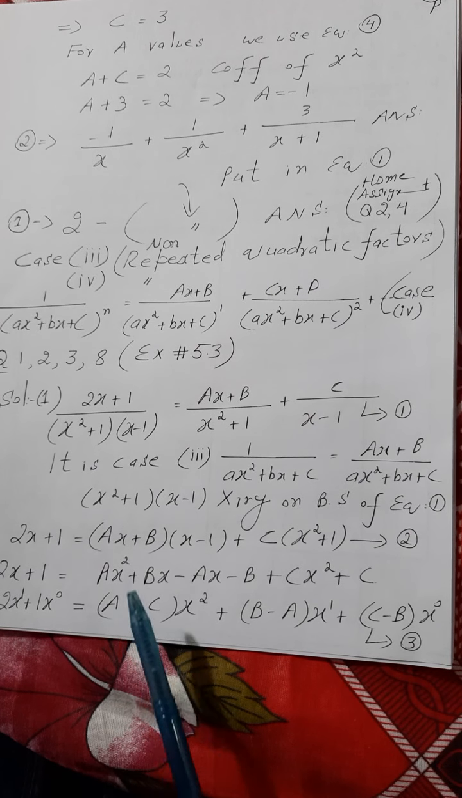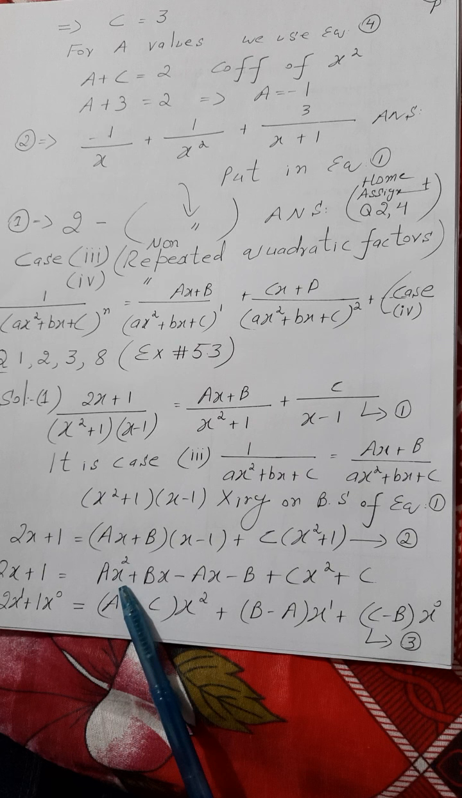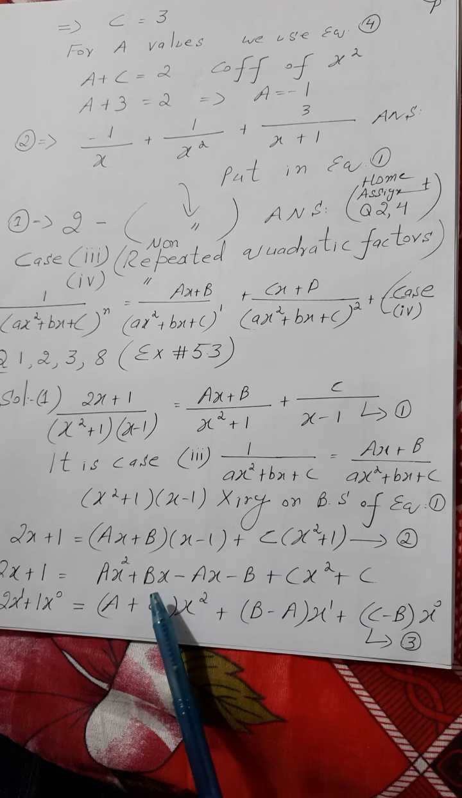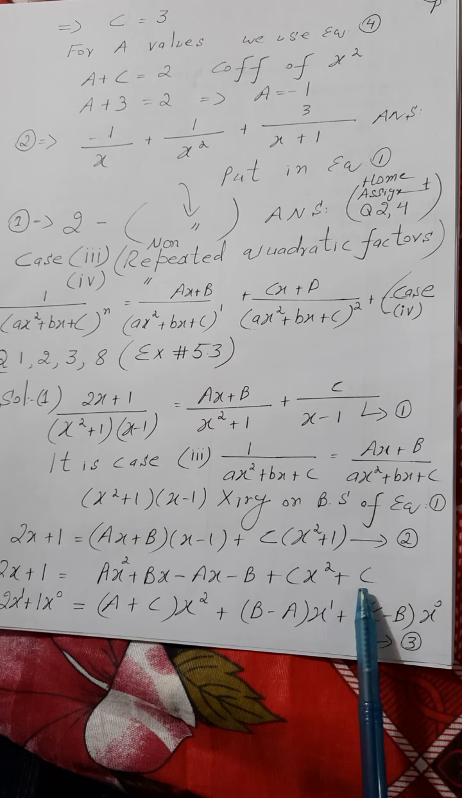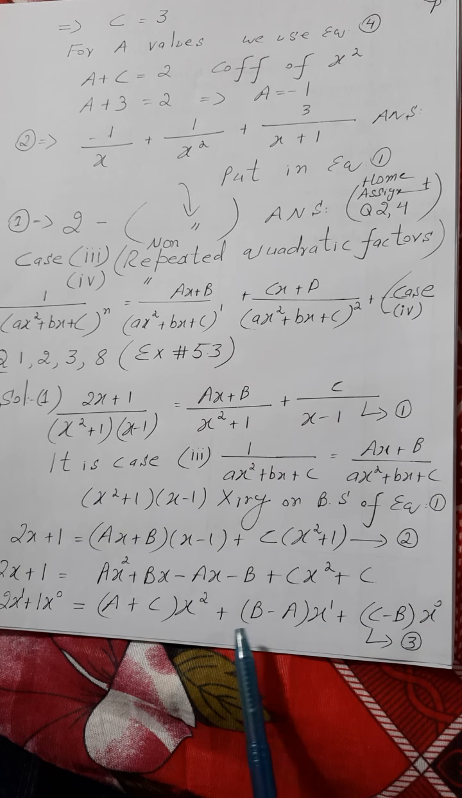So here x square is common from a and c, and x is common from b minus a, and c minus b is with x raised to power 0.